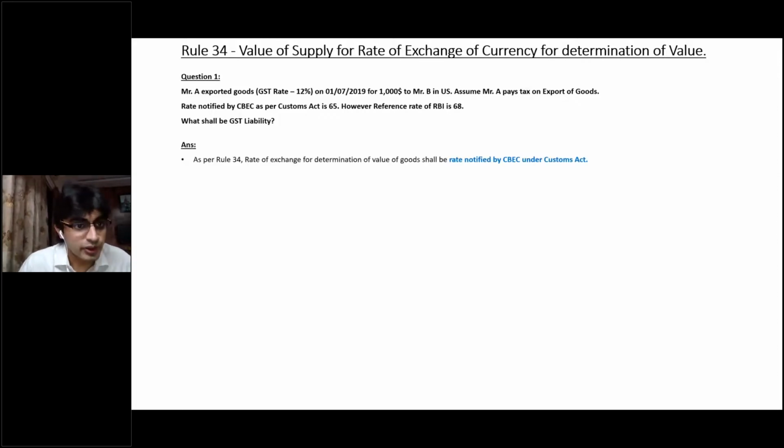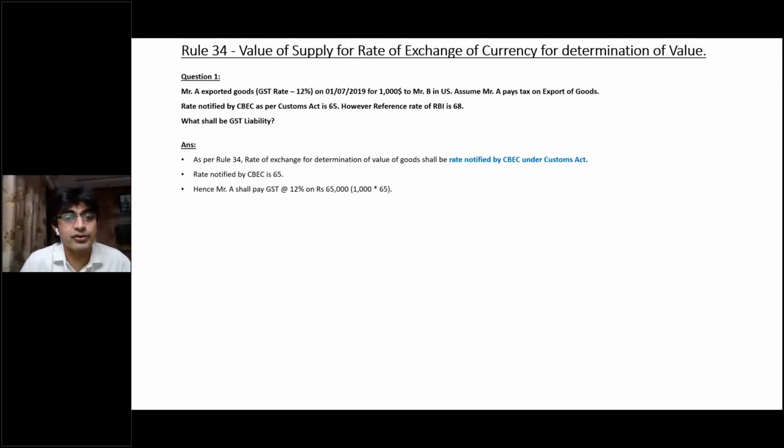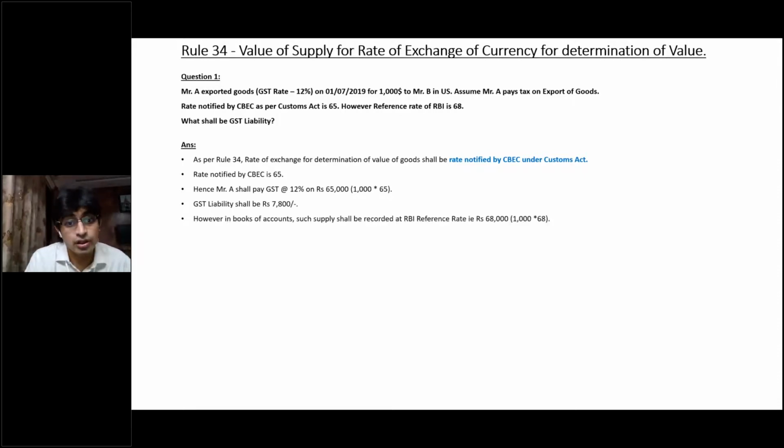Answer. As per Rule 34, for goods, value of supply shall be the rate notified by CBEC under Customs Act. I cannot take 68 RBI rate. काफी लोग तो गूगल पे से करेंसी लेके एक्सचेंज रेट कर देते. That is not allowed. You have to go to CBEC website and identify the customs rate. So since the rate notified is 65, Mr. A shall pay GST on 65,000 rupees. Okay, but in books of accounts, it will be recorded at how much? 68,000.